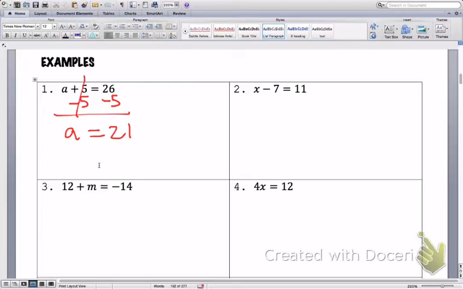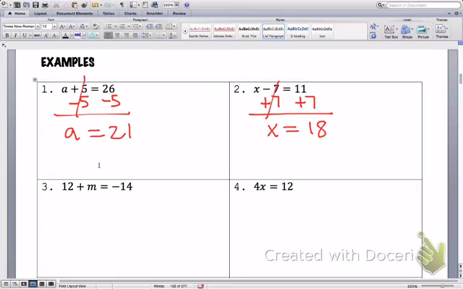Next one, we have an equation in balance. x minus 7 equals 11. What's the opposite of subtracting 7? We're going to add 7 to both sides. What I do to the left of the equals, I do to the right side of the equals. The purpose is to cancel the 7s on the left, free up the x, drop your equals, and combine on the right.